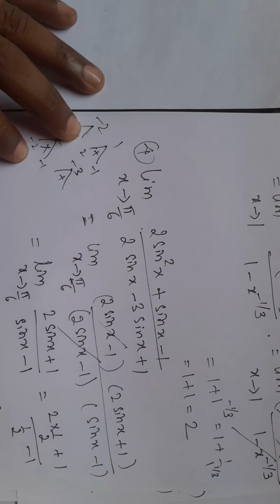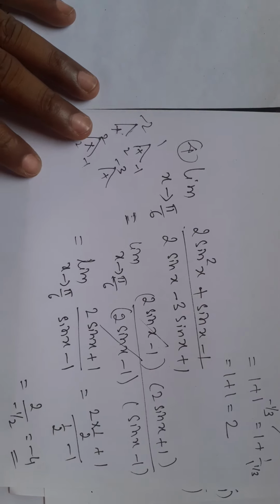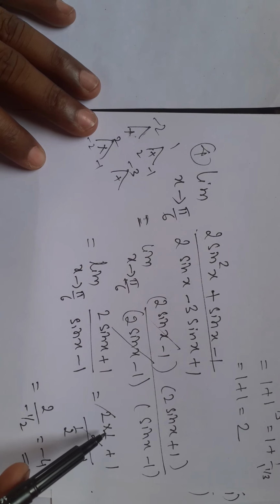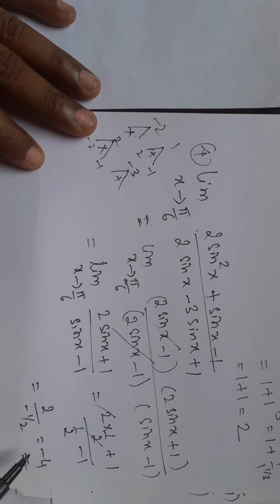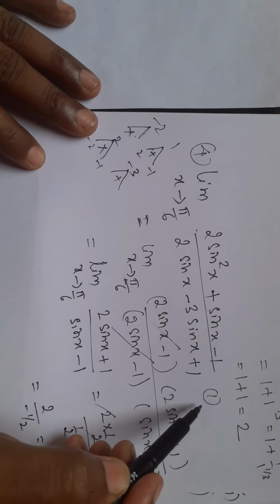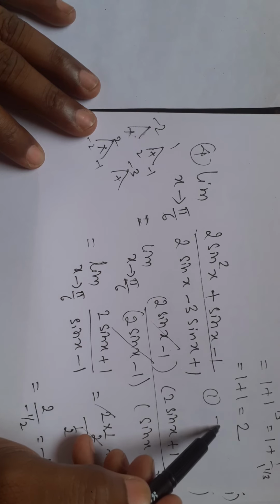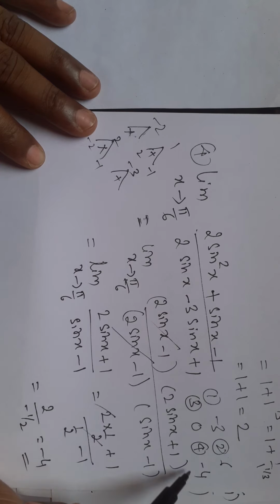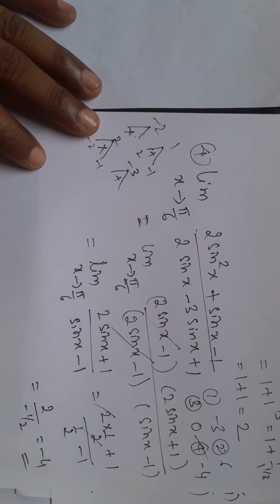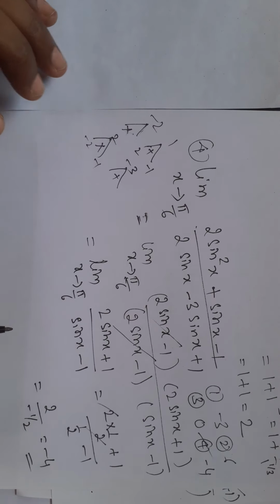Bring it to the numerator, so the 2 gets cancelled: 1 plus 1, 2, over half minus 1, minus half. So minus 4. In the options, some of them are minus 3, 6, 0, and option 4 is minus 4. Option 4 can be considered. This is how we can use the factorization technique.